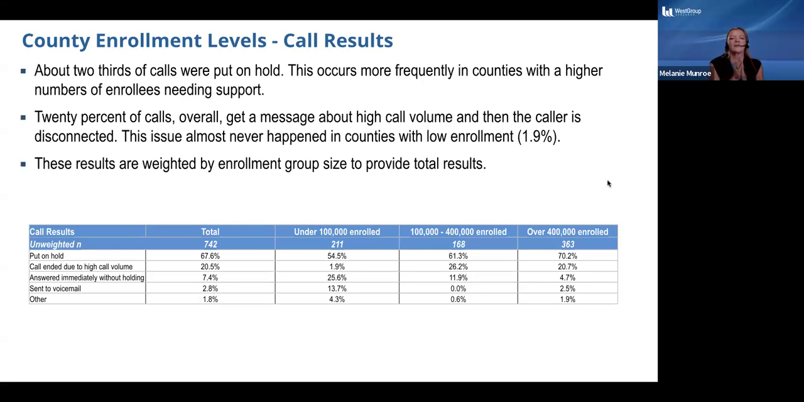Interestingly, if you're looking at calls sent to voicemail, about 14% of calls to counties with under 100,000 enrollees were sent to voicemail. And this could be because they don't have someone readily available for calls, and maybe they have different protocols when they're experiencing high call volumes compared to other counties. Next slide.